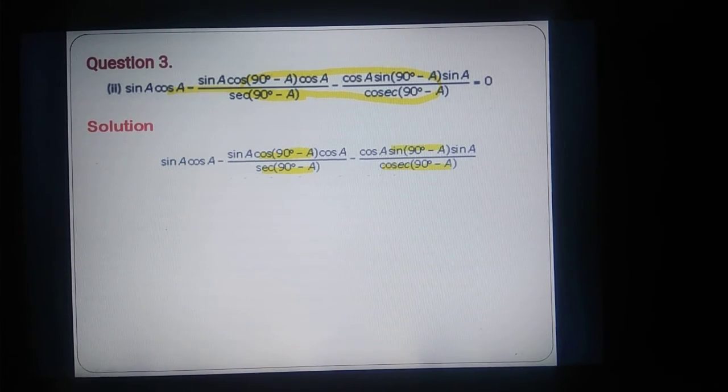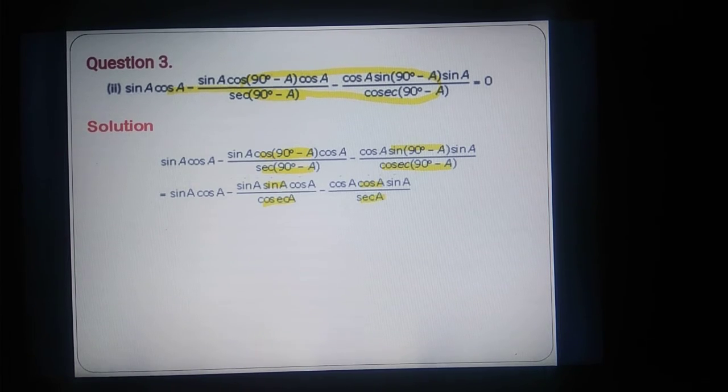and here, we can directly make use of the formula, and we know that cos(90 minus theta) is sin theta, sin(90 minus theta) is cos theta, sec(90 minus theta) is cosec theta, and cosec(90 minus theta) is sec theta. So if we substitute these formulas, then we'll get this one. So that means cos(90 minus theta) is sin theta, sec(90 minus theta) is cosec theta, sin(90 minus theta) is cos theta, and cosec(90 minus theta) is sec theta.